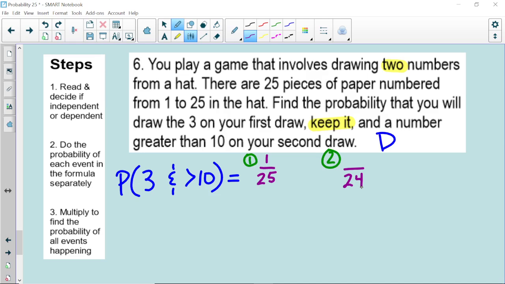15? Well, if you need to write it down and count it out, we got 11, 12, 13, 14, 15, 16, 17, 18, 19, 20, 21, 22, 23, 24, 25. That's 15. So we have 15 chances out of our remaining 24, because Brenda kept one of them. So now there's only 24 left for Chloe to get that number greater than 10.